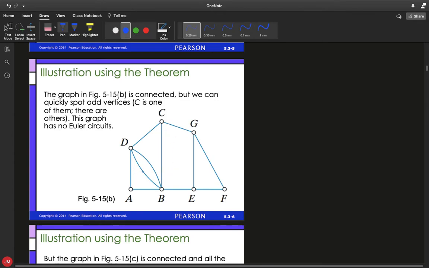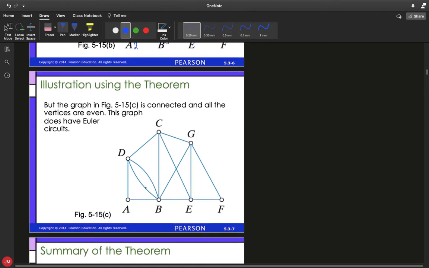Now what we need to do is start going through and checking our vertices. Vertex A has a degree of 2, so we're good there. Vertex B, 1, 2, 3, 4, degree of 5, and we can stop right there. We can clearly see that there's some odd vertices. That means no Euler circuits are possible. So you can pretty quickly tell if there's an Euler circuit that's possible.